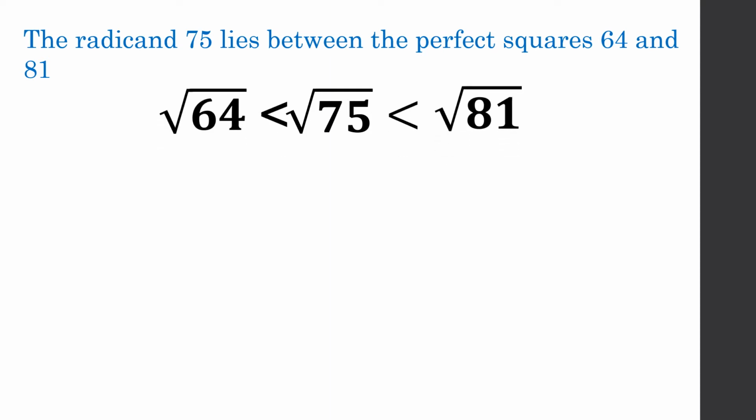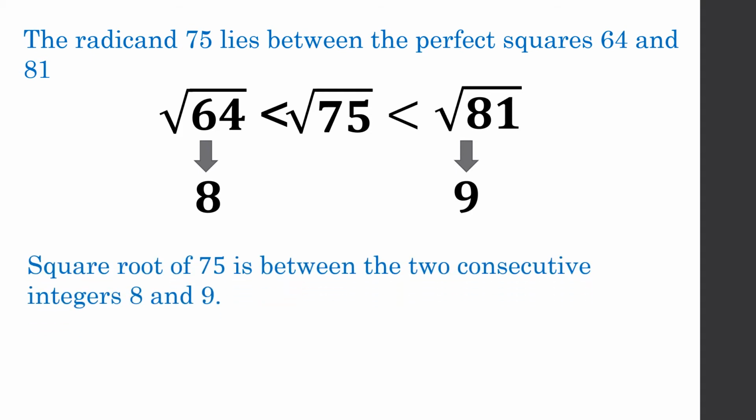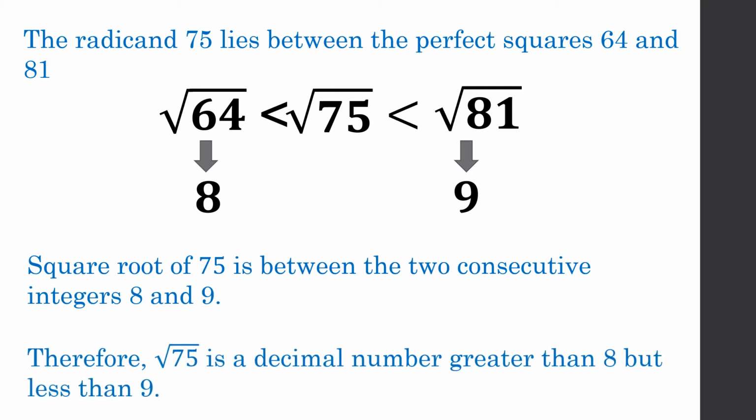Square root of 75 is between the perfect squares 64 and 81. The square root of 64 is 8 and the square root of 81 is 9. The square root of 75 is between the two consecutive integers 8 and 9, and therefore, square root of 75 is a decimal number greater than 8 but less than 9.